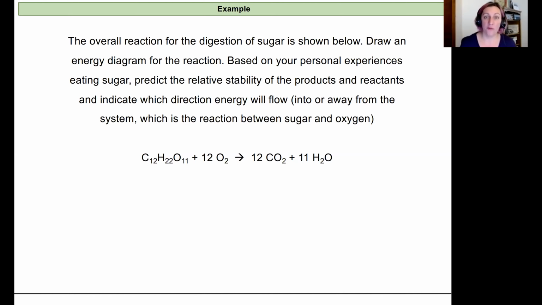All right, hopefully you've given this a try. So let's identify things as our reactants and our products. Thinking about our reactants versus our products, we're going to need to decide which one is more stable and which one is less stable. And we're going to do that by using our intuition about what happens when we consume sugar and what our body does with that, or any other nutrient, honestly.